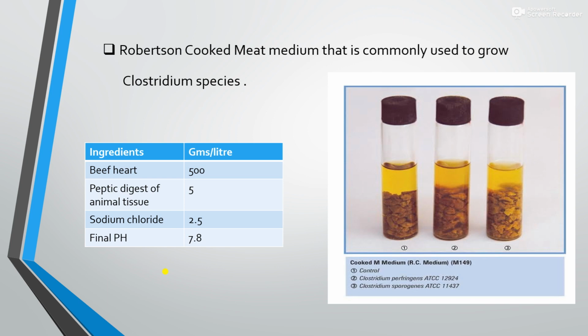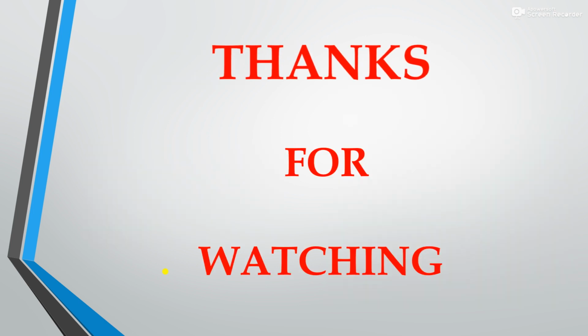This media, Robertson cooked meat medium, is highly recommended for Clostridium species. Addition of an extra 10% salt in this media is also recommended to grow Staphylococcus aureus. The ingredients include beef heart. The list is given on the screen. It is actually recommended by the BIS also.